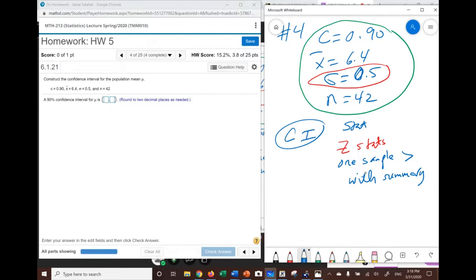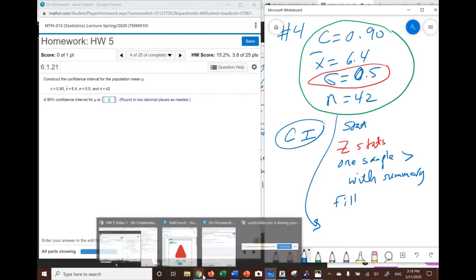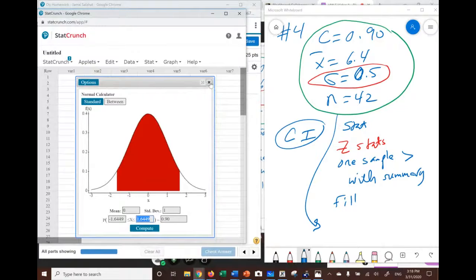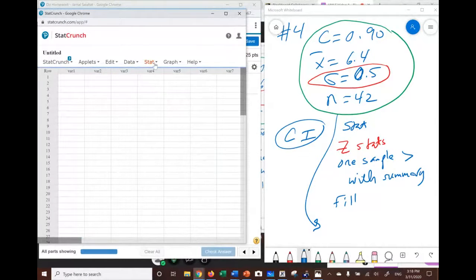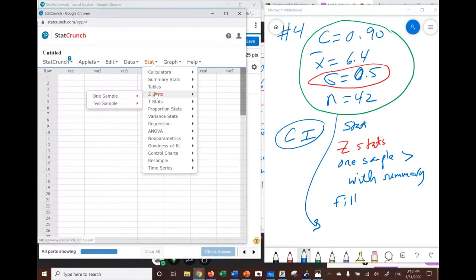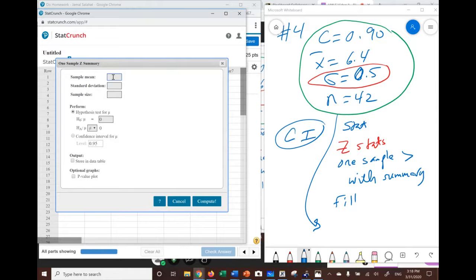So with summary, then after that, you're going to get a new window and you're going to fill the data that you have. You're going to fill this summary as given. So let me just show you how we do that. Let me close this. We're following those steps. Stat. Then we're going to go down to Z stat. We're going to go to one sample, and we're going to go to one sample with summary. And when we click on that, in the sample mean, notice that the sample mean is the same as X bar. So X bar is the sample mean always. So X bar in this case is 6.4.